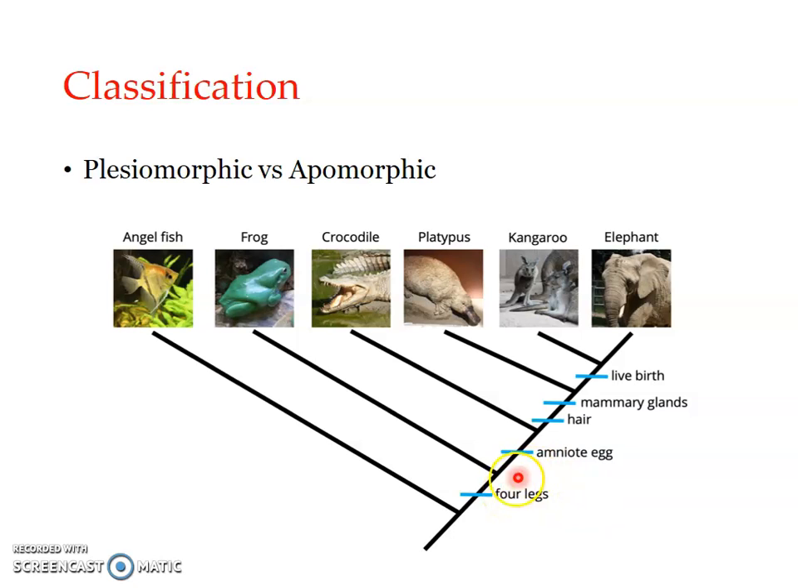Is it clear? So when we speak about the tetrapod, it is actually a plesiomorphic, primitive character. Okay, we will be continuing in the next presentation.